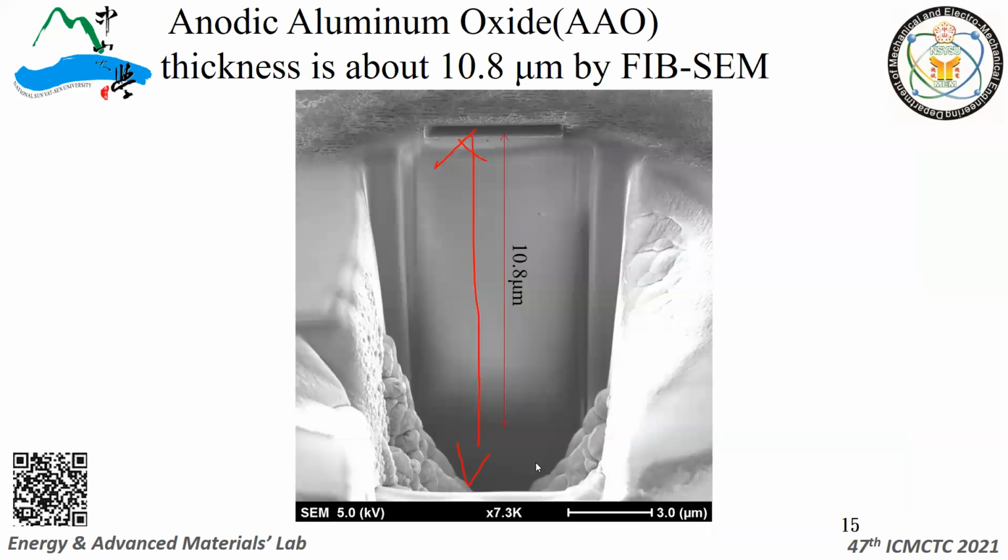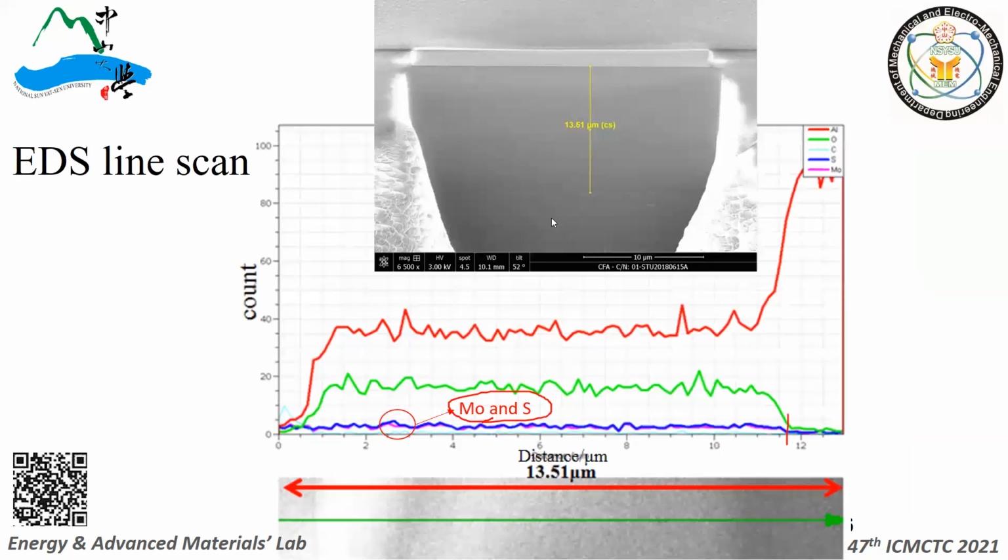We do this FIB, focused ion beam, to cut through the AAO surface. We can see the depth of the AAO, and we did an EDS line scan. We can see the S and Mo signal. That's the direct evidence showing that the MoS2 precursor deeply penetrates into the nanopores, and the depth can reach more than 11 microns.